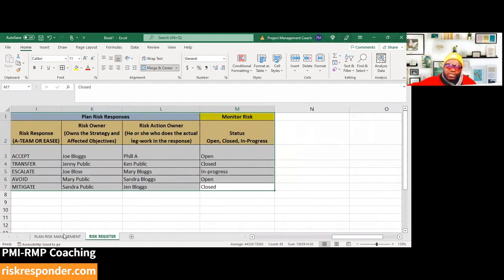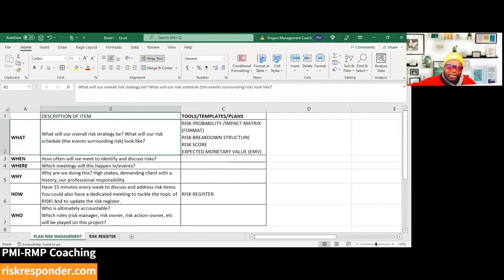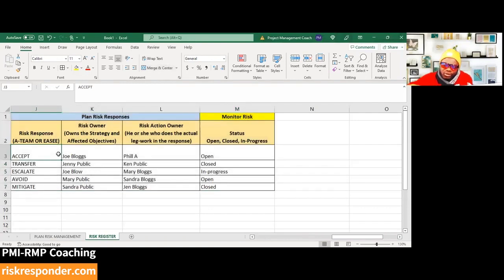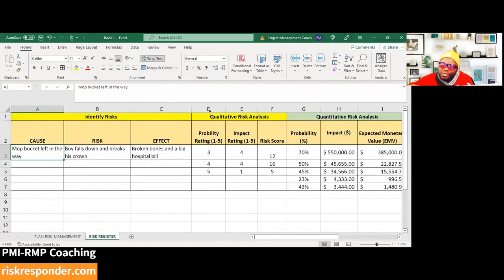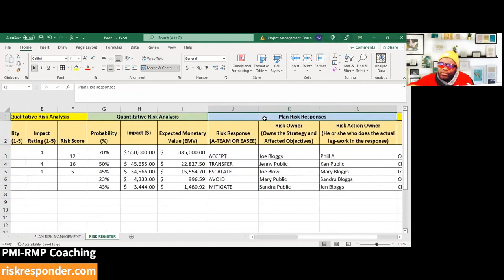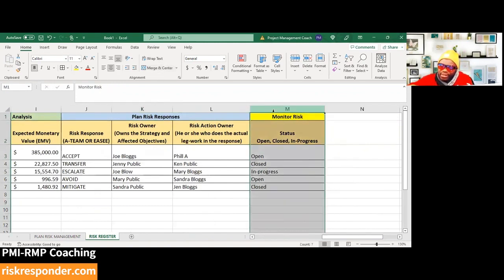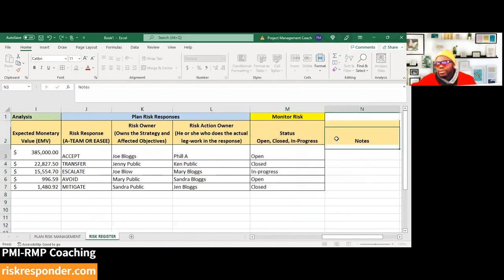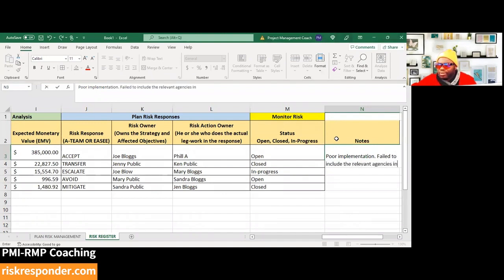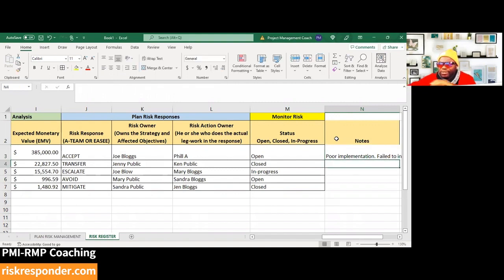So those are your 7 processes. Plan risk management, that's planning how you're going to manage risk. Some of this stuff that we said we were going to use, we did use. So you plan risk management, then you identify the risk, cause risk effect, then you perform a qualitative risk analysis, then you perform a quantitative risk analysis, you plan risk responses, you implement the response, right? And you could have notes as well that say poor implementation, failed to include the relevant agencies in our strategy. It's a lesson that you've learned, and things such as that.